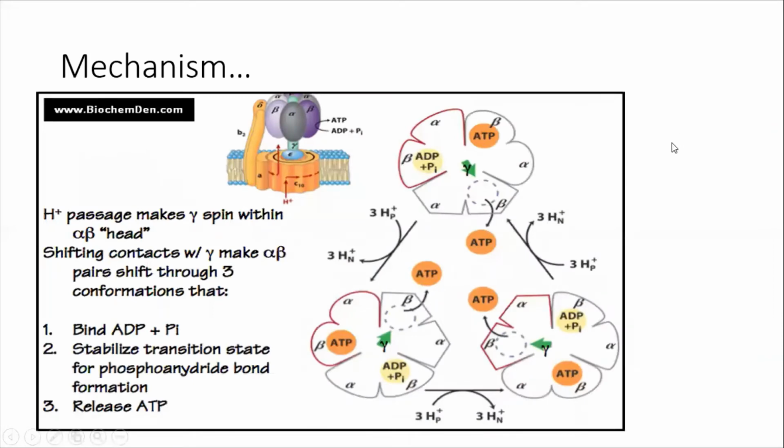So already said that H plus is resulting in the gamma to rotate within the alpha beta head. Okay, this is the same figure. Now let's talk about the three conformations. So first क्या हो रहा है आपका? Can you see ये आपका empty है, यहाँ पे आपका ADP है, यहाँ पे आपका ATP है. Okay, take any scenario. So let's talk about this.